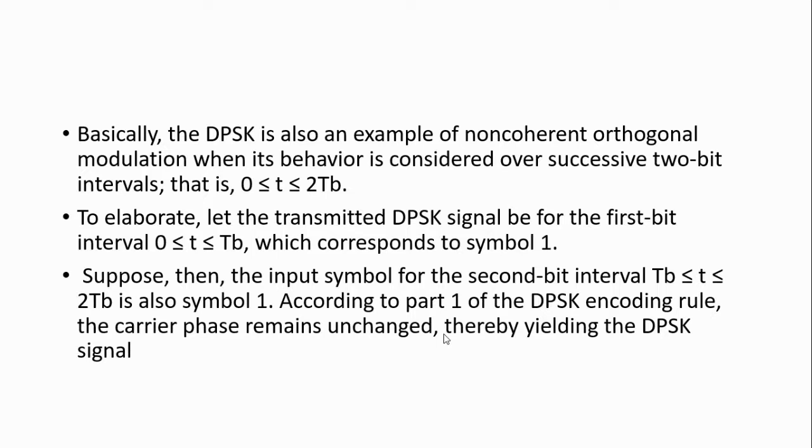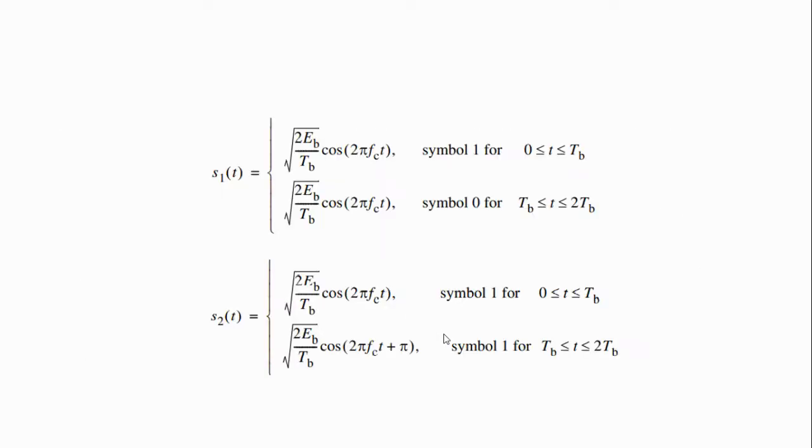Consider it over the successive 2-bit interval 0 to 2Tb. Let the transmitted DPSK signal's first bit interval be 0 to Tb, which corresponds to the symbol 1, and the second bit interval be Tb to 2Tb. That value is symbol 1. If both symbols are the same, at that time the carrier phase is unchanged. If both symbols are different, at that time the carrier signal is changed.